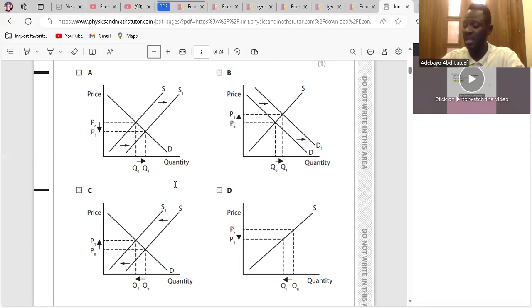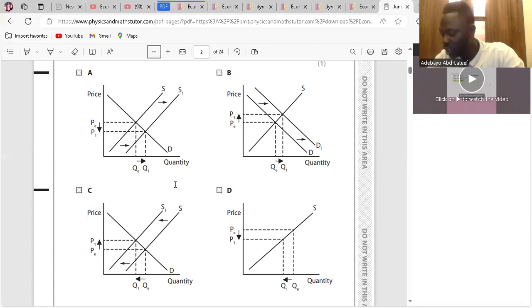I've said 4 things here. There's going to be a new equilibrium price at P1. Why would there be a new equilibrium price at P1? It will be as a result of movement along the supply curve, shifting the demand curve rightward from D to D1, while the quantity would have increased from QE to Q1. Clear? So the answer is B.